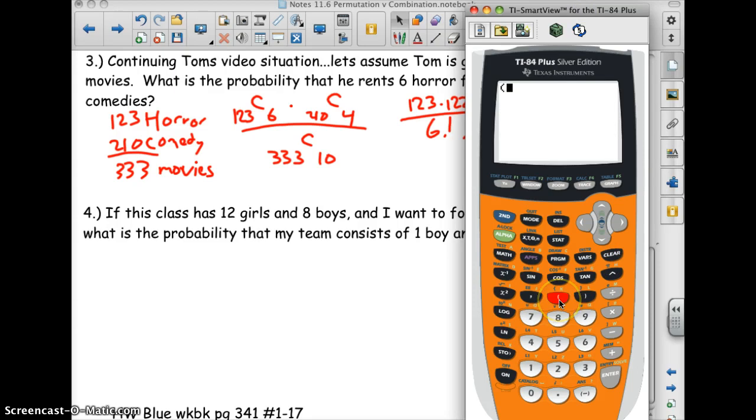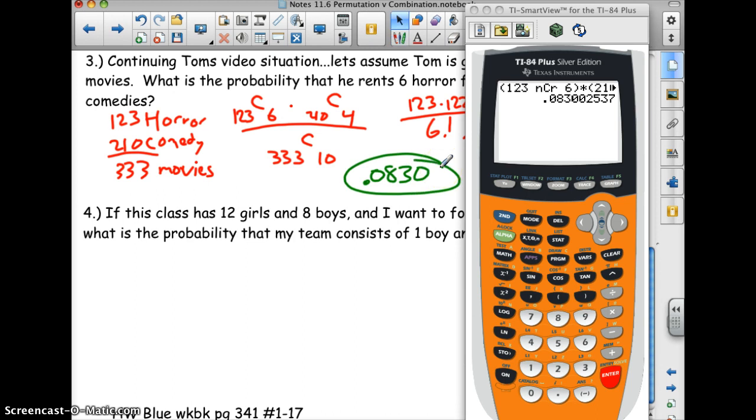All right? So I'll do a parenthesis, 123 math combination, 123C6 parenthesis, times parenthesis, 210 math over PRB, so 3, C4, and then that is going to be divided by 333 math 3C10. And I get that answer. So that's the probability, 0.0830.